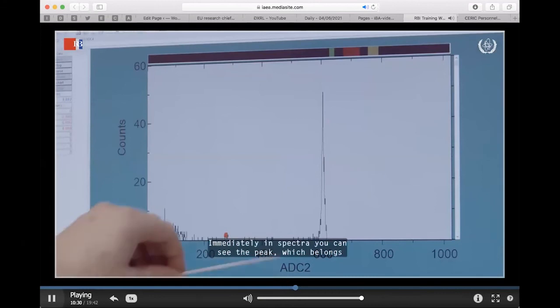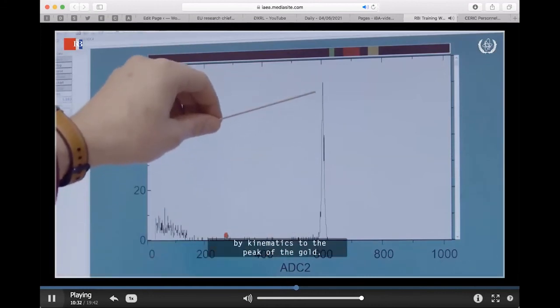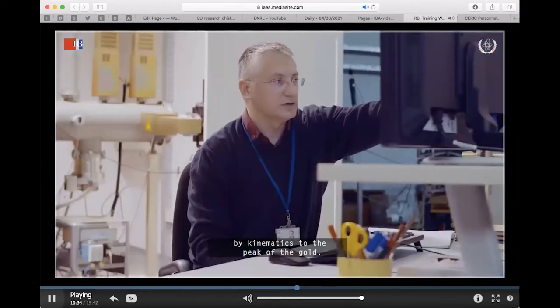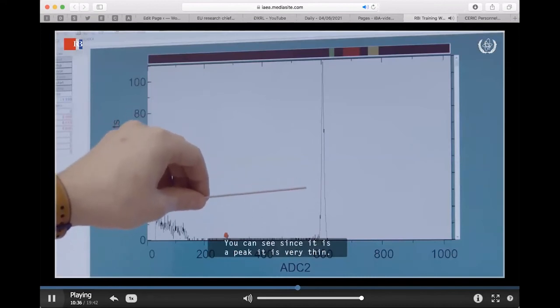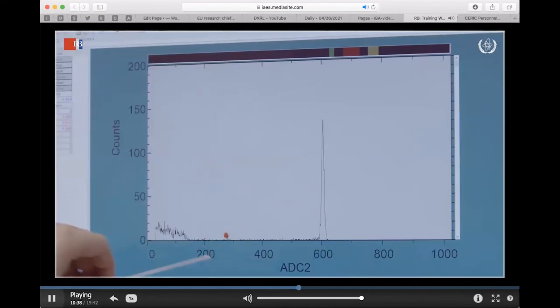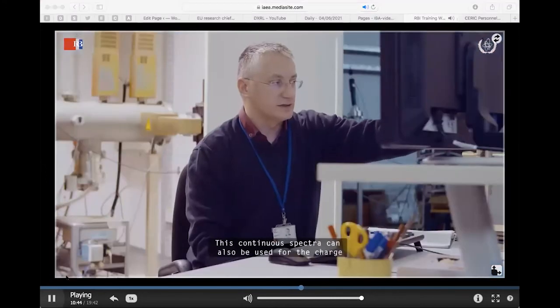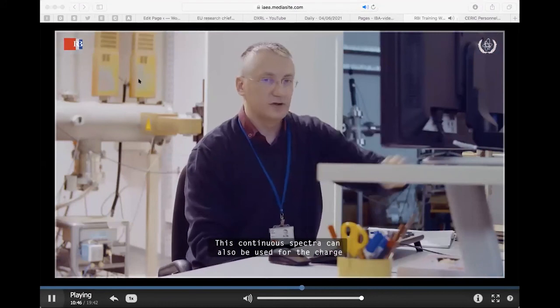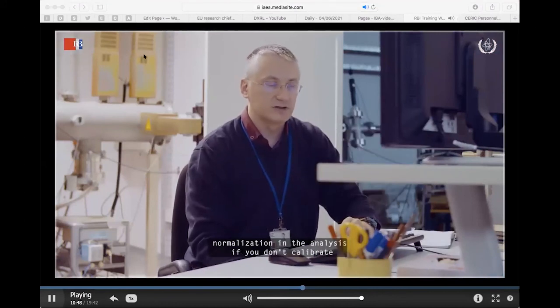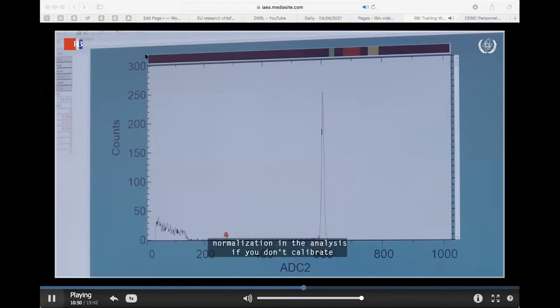Immediately in the spectra, you can see the peak, which belongs, by kinematics, to the gold. Since it is a peak, it's very thin. And this continuous spectra belongs to the thick carbon backing, which can also be used for the charge normalization in the analysis if you don't calibrate, for example, the solid angle using the standard.